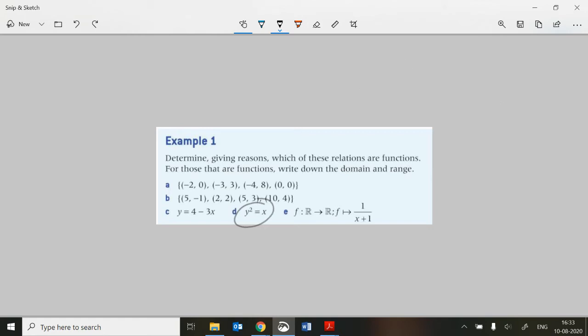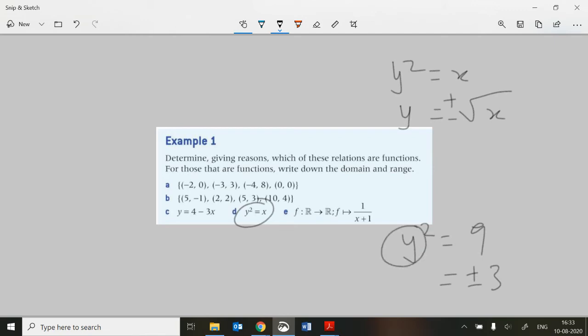If we do the opposite version here, we've got y squared equals x. When we try to rearrange this, we find that we've got plus or minus y. Here's an example: if I said y squared is equal to 9, then if I said take the square root of both sides, we would need to take the plus or minus square root, because of course you could put in +3 or -3. So when we take the square root in an equation, we need to remember that it's plus or minus the answer. So there are two.